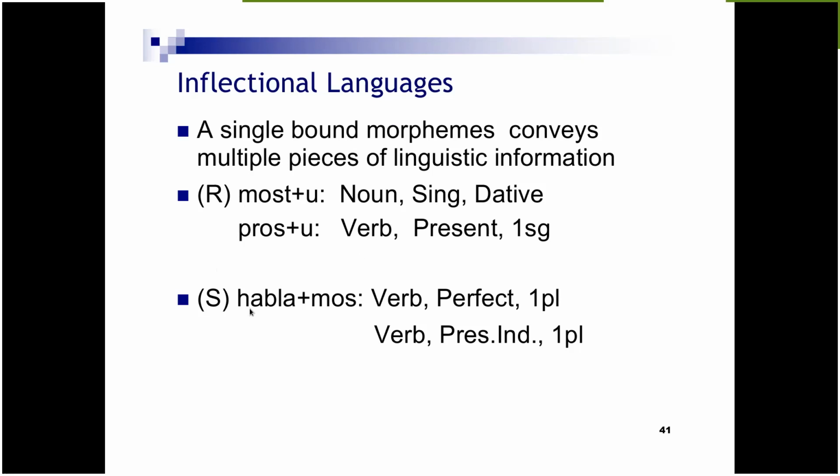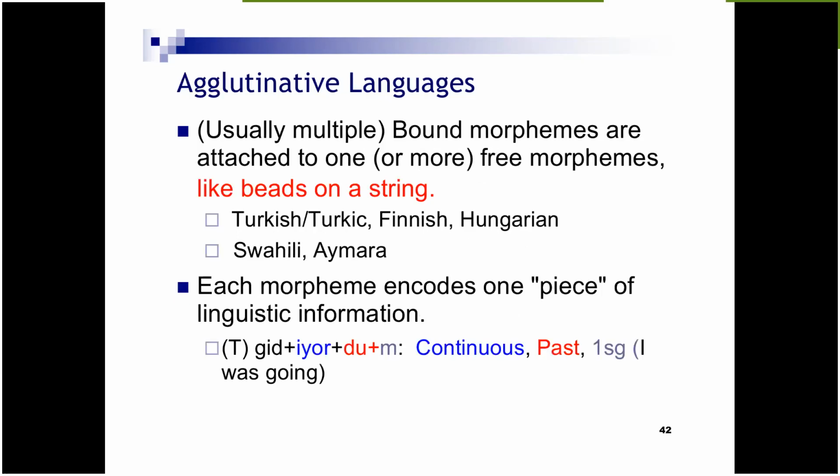Or in this one, I guess this is Spanish. You have the word habla, and then you add the mos, and this can convey the function of the word in the sentence. So they typically have a single morpheme, a prefix or an affix, to give the function of the word in the sentence.